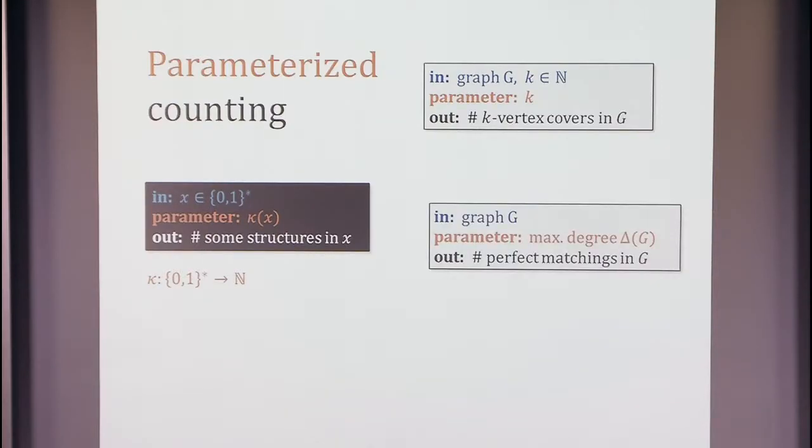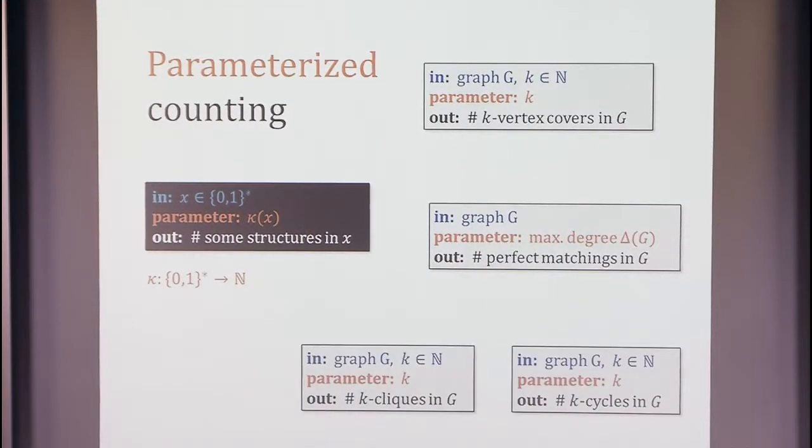You can be given a graph G, parameterized by the maximum degree of that graph, and you want to output the number of perfect matchings. So this would be a parameterization of counting perfect matchings. And then we have two subgraph counting problems. In the left one, you want to count the number of k-cliques in a graph. In the right one, you want to count k-cycles in a graph. And in both cases, the parameter that we impose on this problem is k.